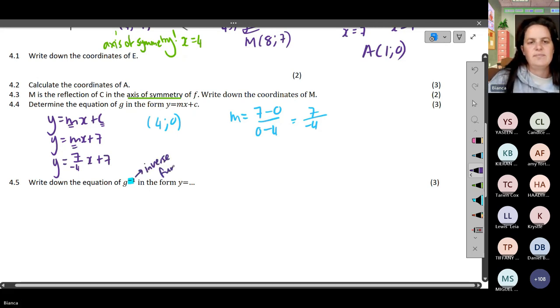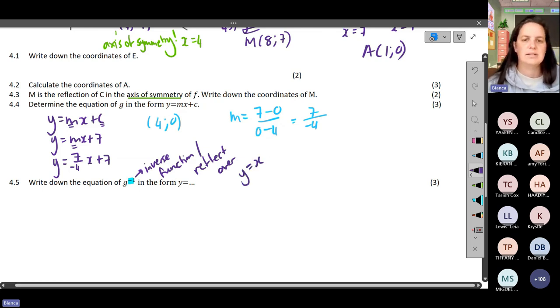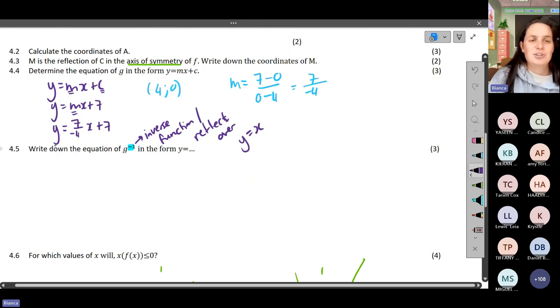Okay, another way to say inverse function is to say reflects over y equals x. Remember where that line is. Now I gave it to you in a slightly different way, with a straight line, not an exponential, but it's actually easier. So here's the straight line you have. Because they're talking about g, they're referring to this graph over here. So we've got y equals 7 over negative 4 x plus 7.